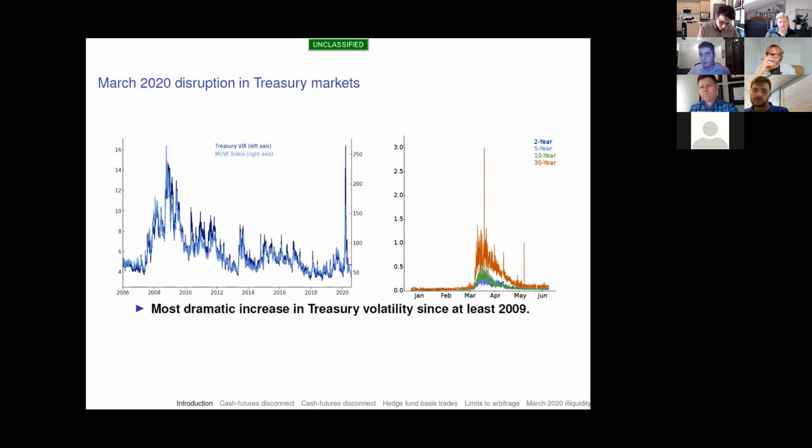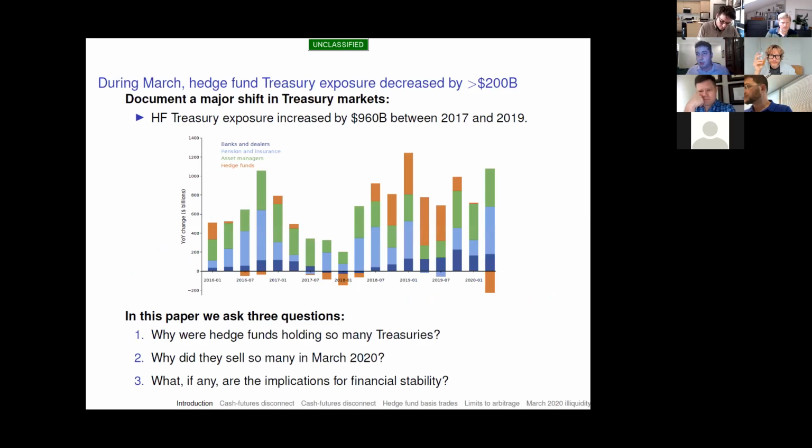So during the peak of this illiquidity, we find that hedge funds sold over $200 billion worth of Treasuries. And leading up to this illiquidity episode, we find that there was a major shift in Treasury markets as hedge funds' Treasury exposures increased by almost $1 trillion. And if we look at the figure here in the center, we can see that the flows that hedge funds were doing here were of similar size to more traditional holders of Treasuries like banks and pension funds.